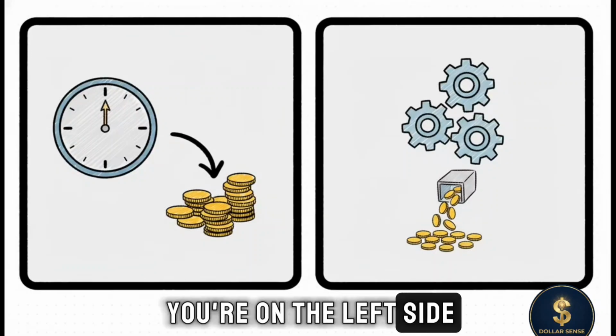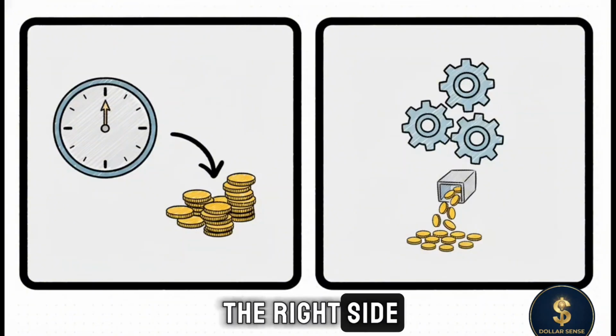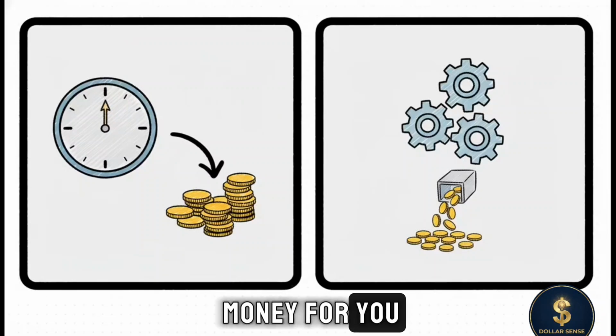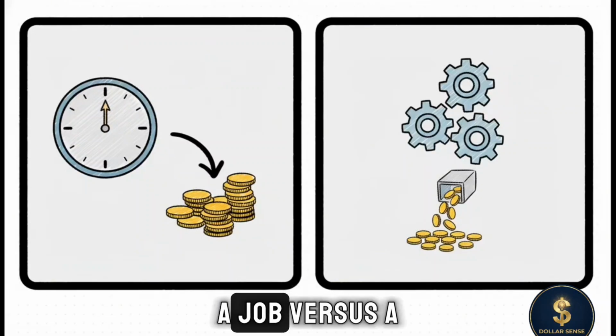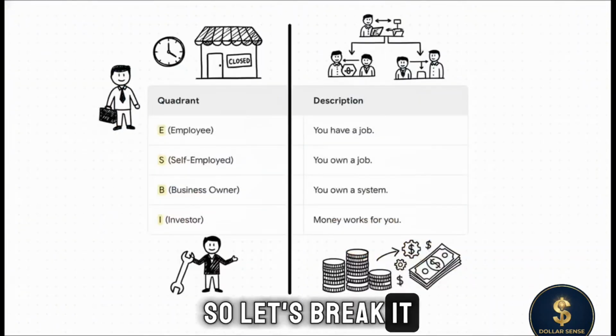If you're on the left side, you have a job. You trade your time for money. But if you're on the right side, you own a system, and that system makes money for you. Just think about that for a second. A job versus a system. That's a huge difference. So let's break it down really quick.